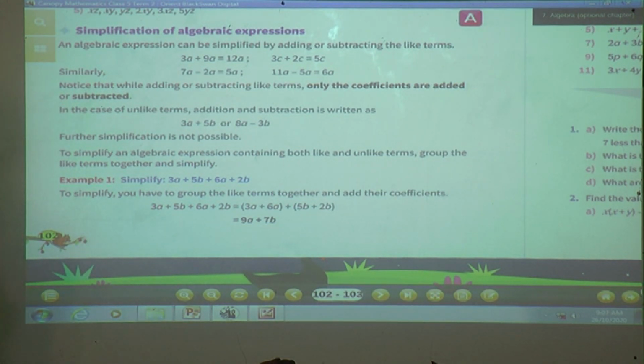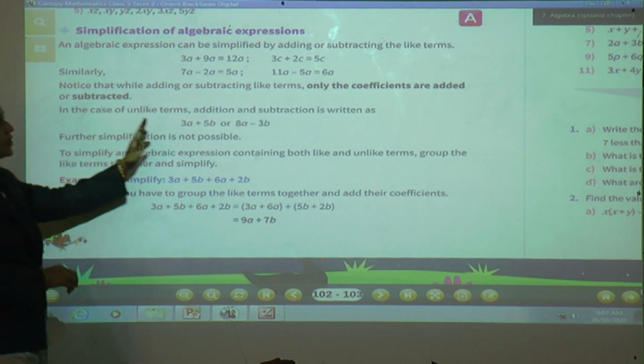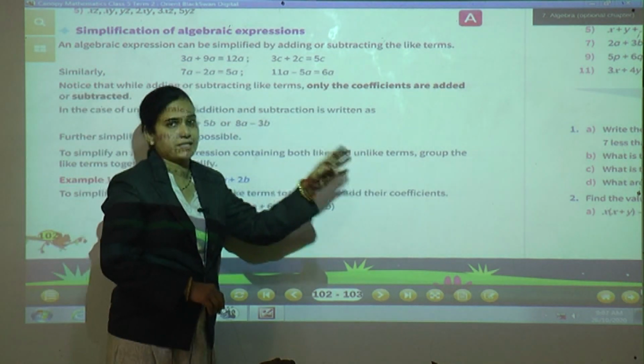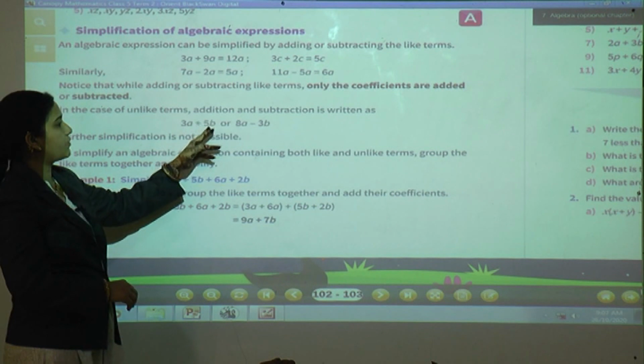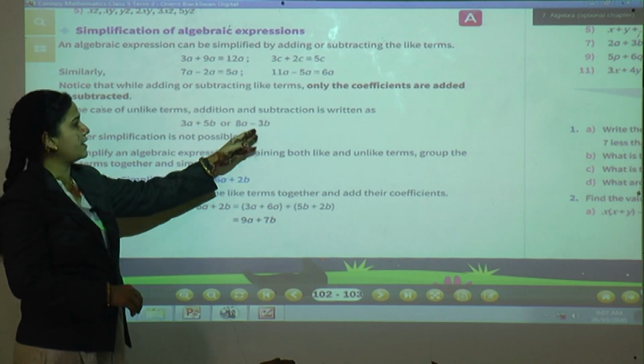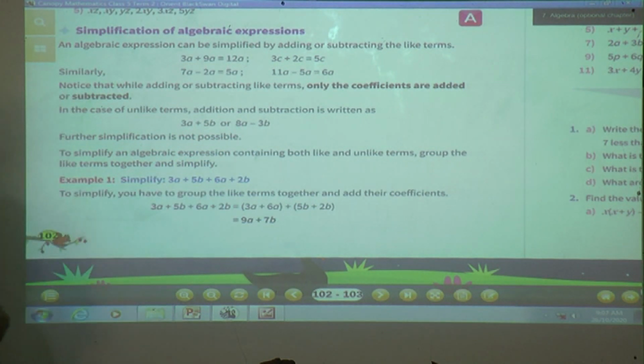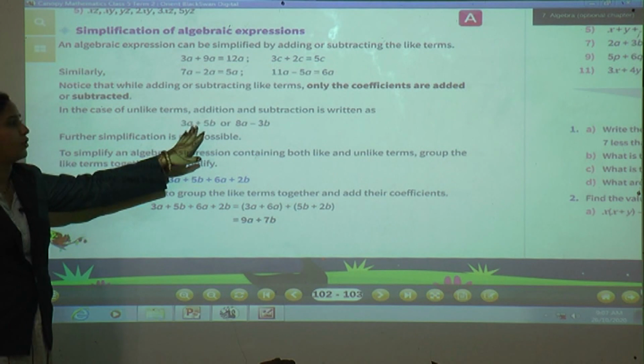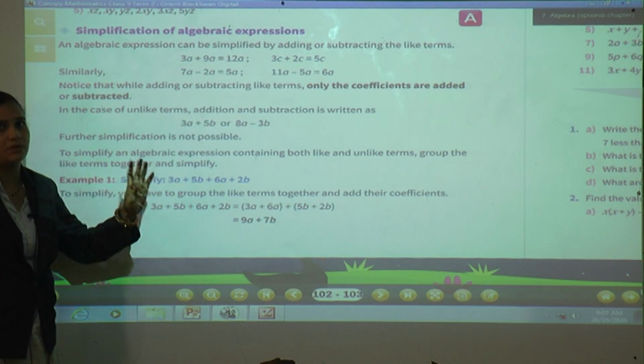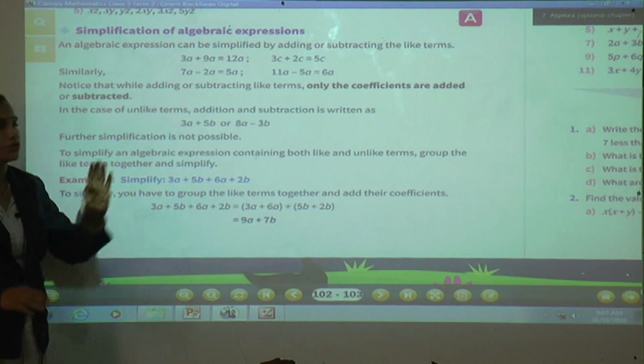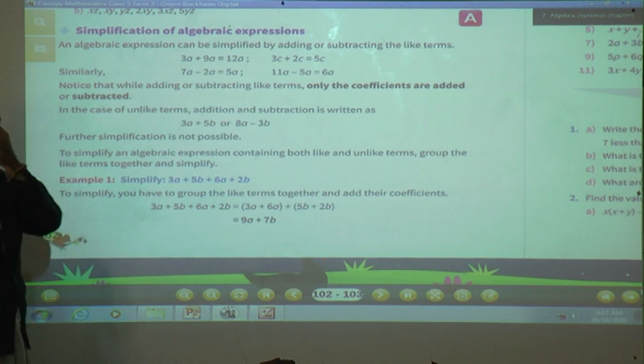In the case of unlike terms, the addition and subtraction is written as it is, like 3a plus 5b or 8a minus 3b. Further simplification is not possible, so we will write as it is. It is not possible to do the addition or subtraction for unlike terms, so we will keep them as they are.